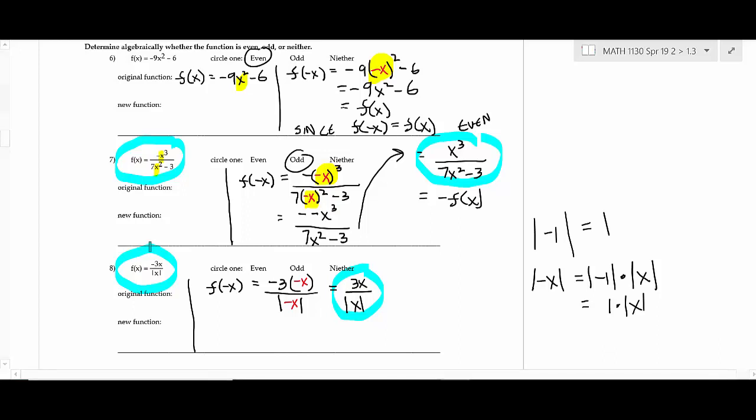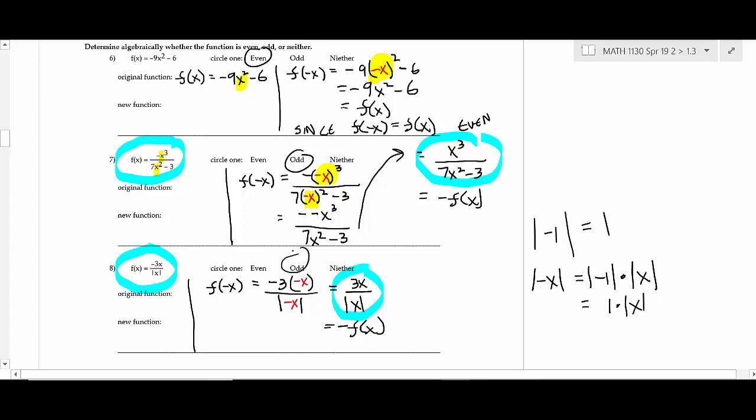Are they the same, opposite, or neither? Opposite. They are opposites. So therefore, if these are opposite, it's an odd function. So what you say in your conclusion is you say that this is equal to negative f of x. That's why it's odd. See, 7 and 8 basically worked out the same way.